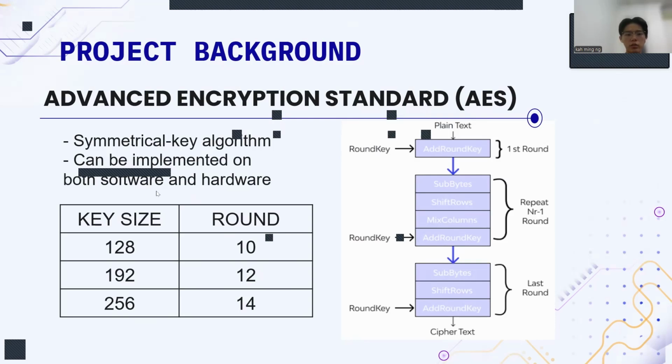AES has three different key lengths. For different key lengths, it has a different number of rounds of transformation. In my case, I use the 128-bit key length, so it will have 10 rounds of transformation.